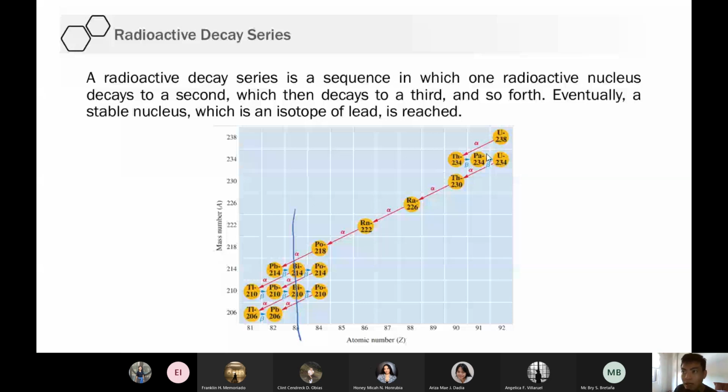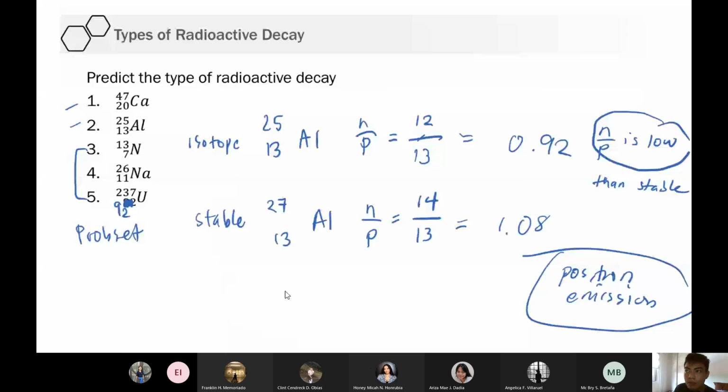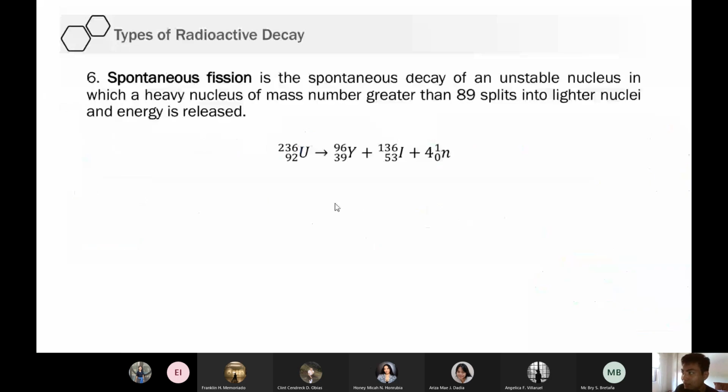So, alam ng atom yung gagawin niya. Kung siya ay mag-alpha emission, beta emission, positron emission, electron capture, o kaya gamma emission. Okay? So, ganun. Alam niya ang gagawin niya. Okay? So, yan.